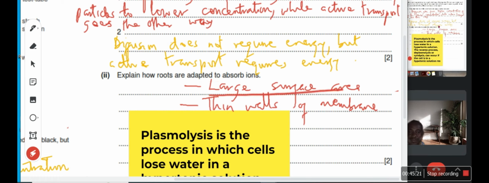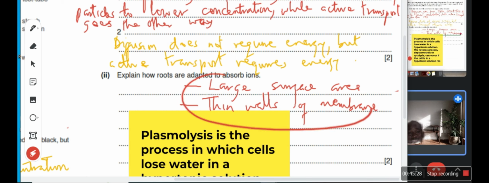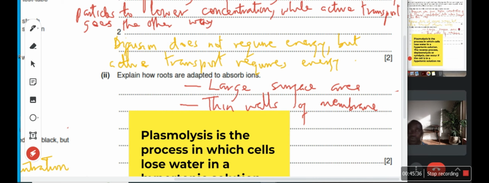Large surface area, thin walls of membrane. In fact, this is the same thing. Of course, large surface area, thin walls of membrane. This is exactly the same thing you find in alveoli. The walls of the alveoli have a large surface area to enable gaseous exchange. Gaseous exchange is oxygen being absorbed into the blood and carbon dioxide diffusing out of the blood.